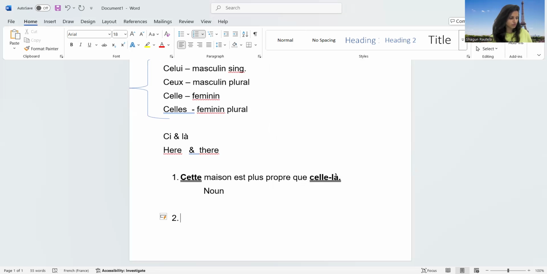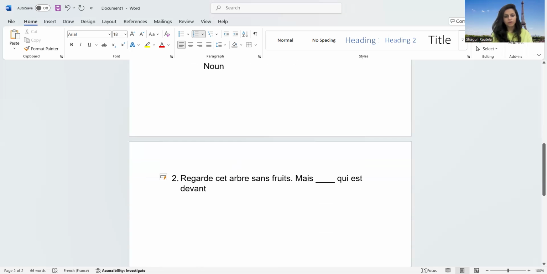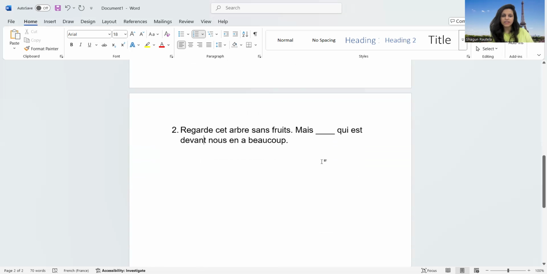Talking about the second rule, regarde, ces arbres sont fruitiers, mais dash qui est devant nous en a beaucoup. Okay, so that's our second rule. If we see the second rule, it says if after the blank there is a pronom relatif. Okay, so after the blank, if there is a pronom relatif, or for that matter a preposition also, sometimes prepositions are given.